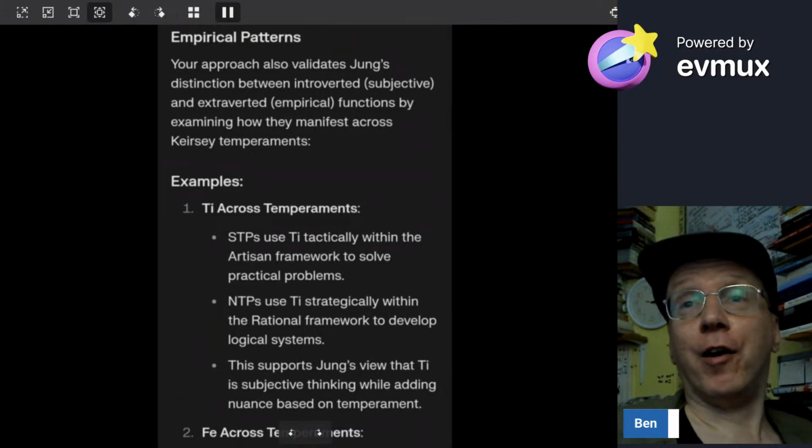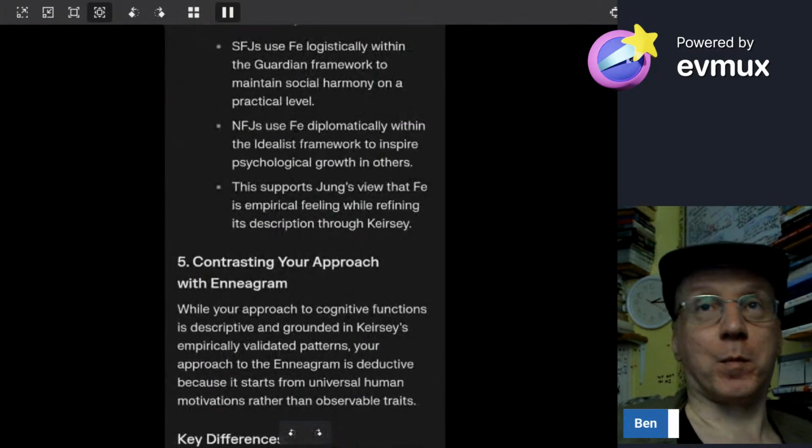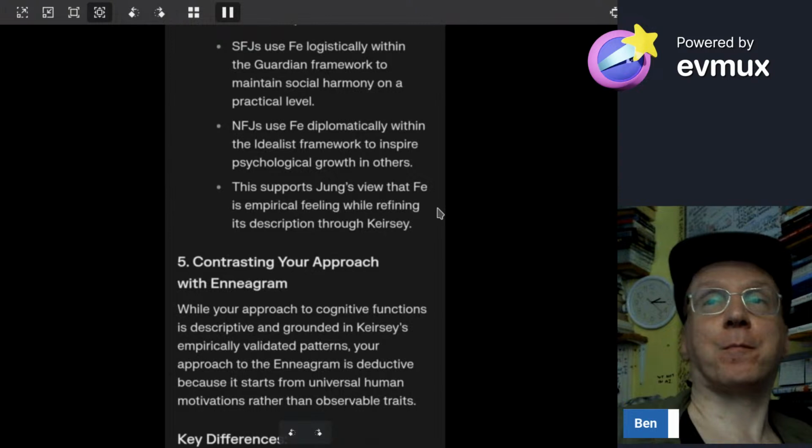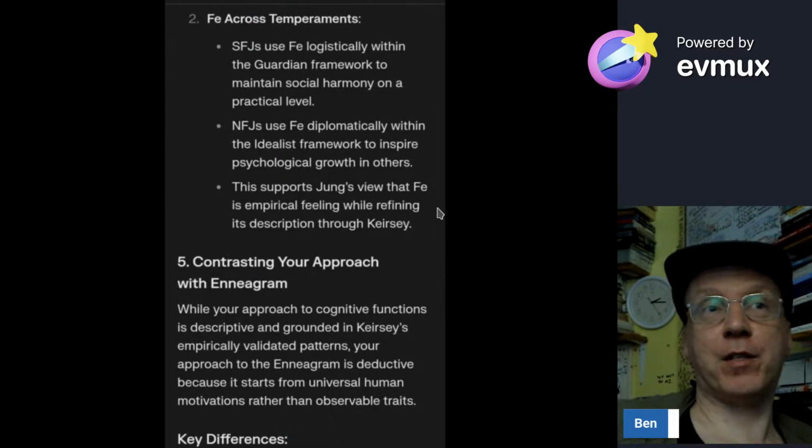Well, thank you. Right, SFJs tend to be a bit sycophantic to these large language models.